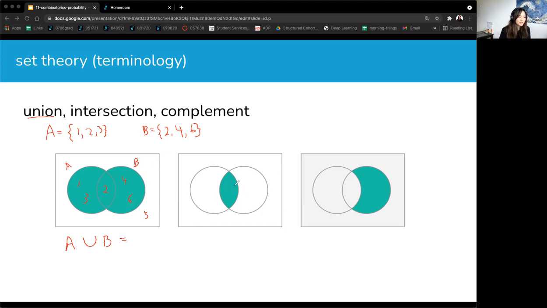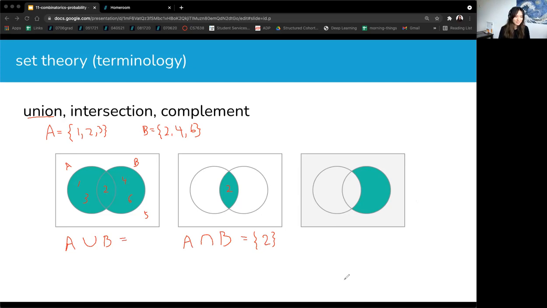What is the intersect? The intersection is basically the ones that overlap. And so in this case, the number 2 is the only one that appears in both A and B. And the notation looks like this. It's an upside down union. So just in case you come across this notation, this is only the number 2. There we go.